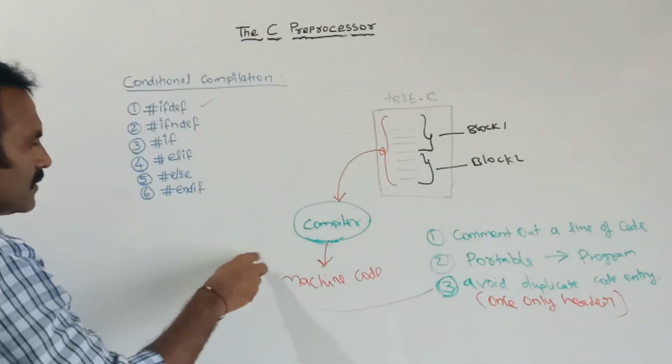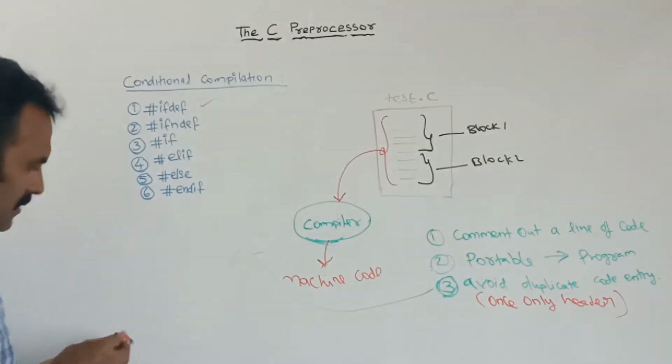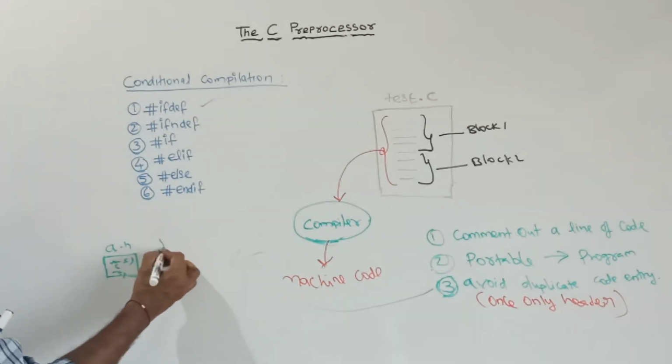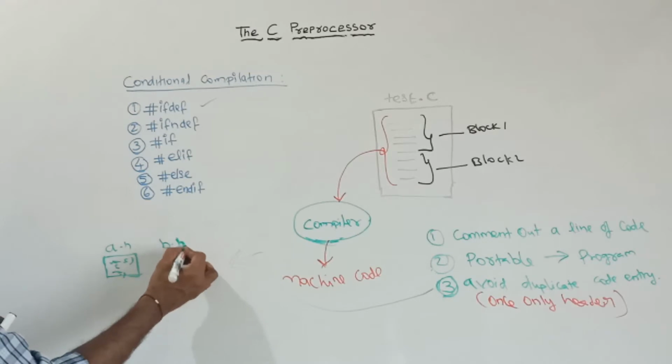Third one. Suppose you are creating a header file, and this header file name is a.h, let us assume. Here you are having some functions. Suppose you are creating another header file, that is b.h, let us assume.